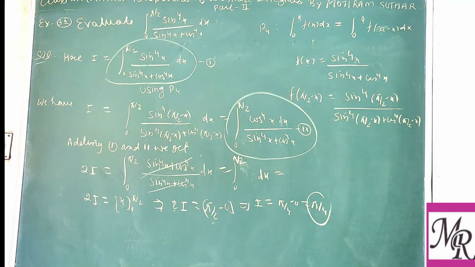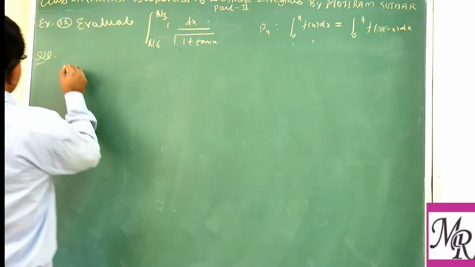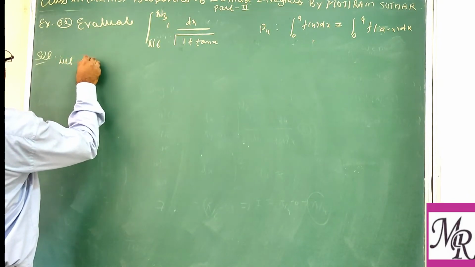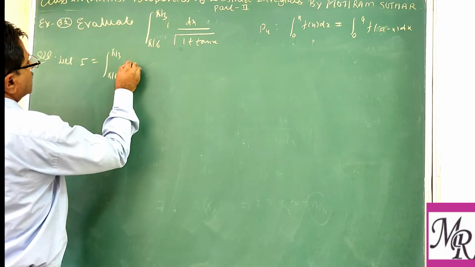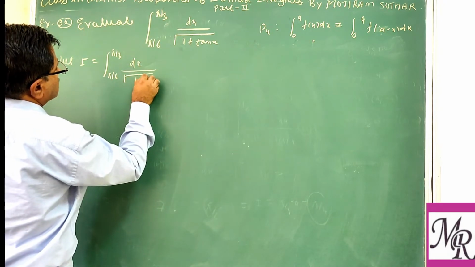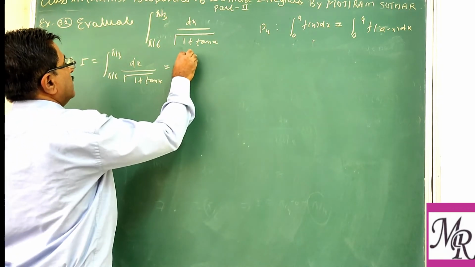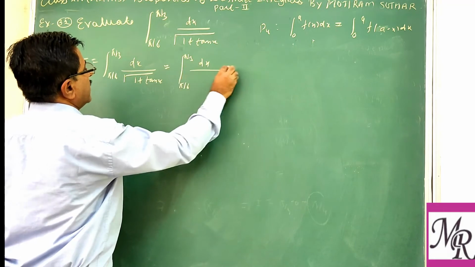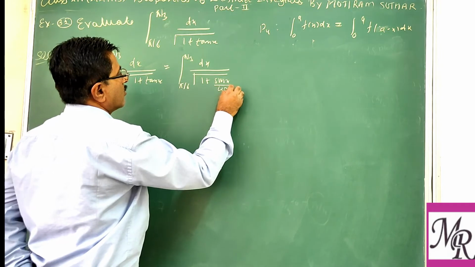Next we see, so here you can say let I equal to the integral from pi by 6 to pi by 3, like a to b, of dx upon 1 plus root tan x. So tan x you can convert into a simple ratio. Tan x can be written as sin upon cos, sin x upon cos x.